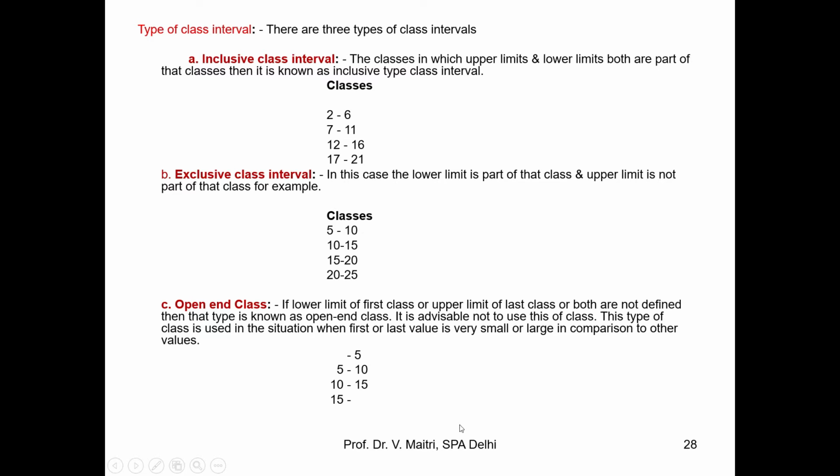Then the open-end class, where the lower limit of the first class and the upper limit of the last class are not defined. It is a very rare occasion. Sometimes in some problems, some attributes are like this, where we can't define the lower limit and upper limit. But try to make the other class intervals equally spaced, of equal width.